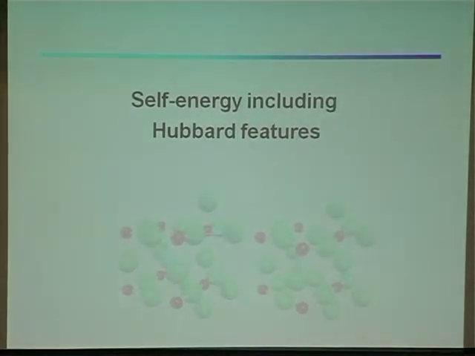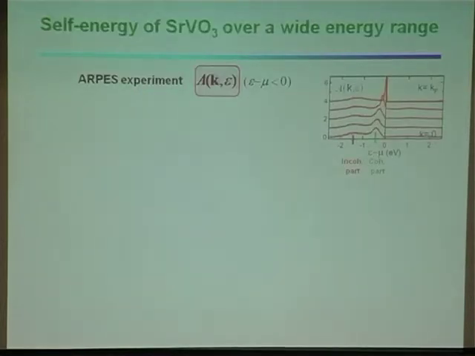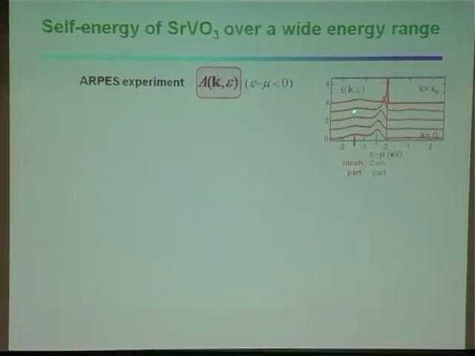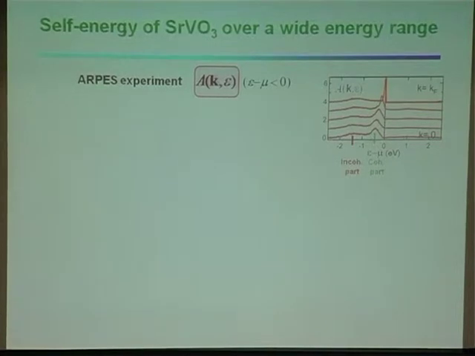And then we go back to the high energy part. Let me explain how to deduce the self-energy over a wide energy range. Wide means a few electron volts from the Fermi level. This is experimental data from k equals 0 to the Fermi level. The band disperses, and the incoherent part does not disperse so strongly.